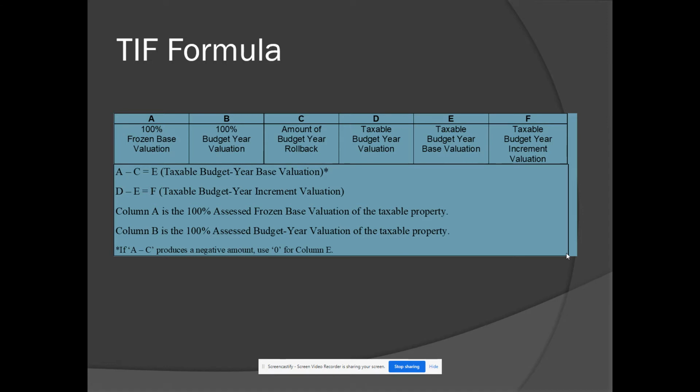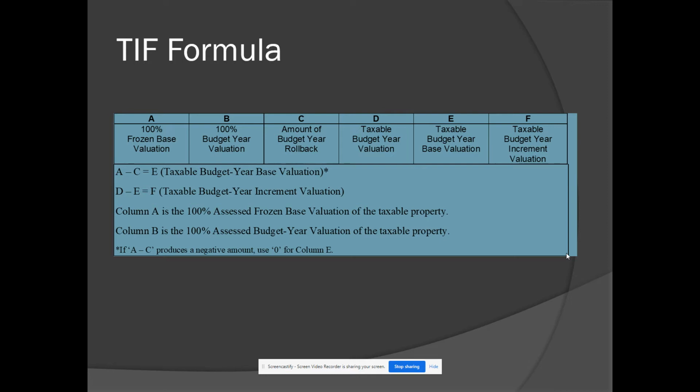So the TIF formula starts with A, the 100% frozen base value. Of course, that's the value to which we compare growth. Then we look at the letter B, which is 100% budget year valuation. So in the budget year, what is the 100% value before rollback is applied? C is the amount of the budget year rollback. D is the taxable, so the remaining, whatever's taxable after rollback is applied in the budget year. And then E is the taxable budget year base value, to which all levy authorities will apply their tax rate.